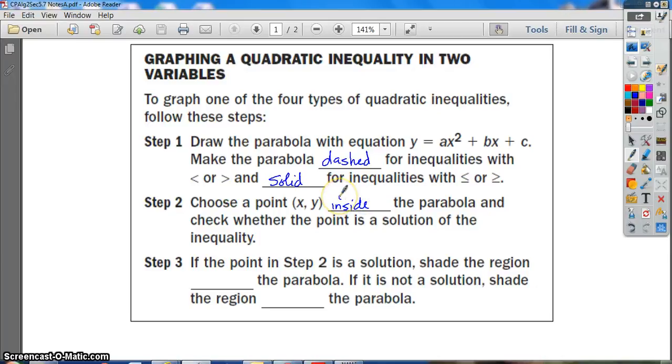Could be outside, but usually you want to test inside the parabola and check whether that point is a solution of the inequality. If the point in step 2 is a solution, you'll shade the region inside the parabola where the point was because it's a solution. If it's not a solution, you want to shade the region outside the parabola. That's one way of doing it. I usually don't do it that way, but that does work every time.